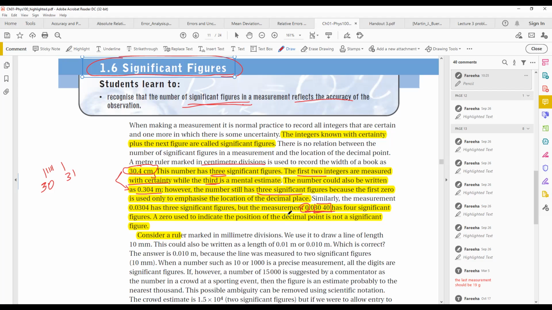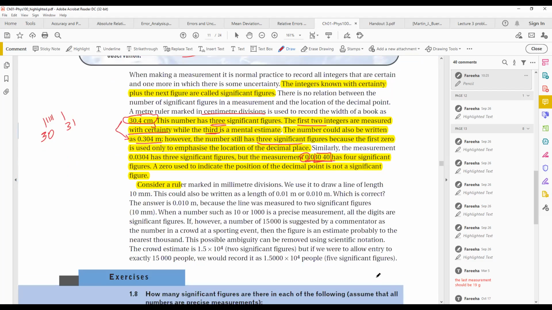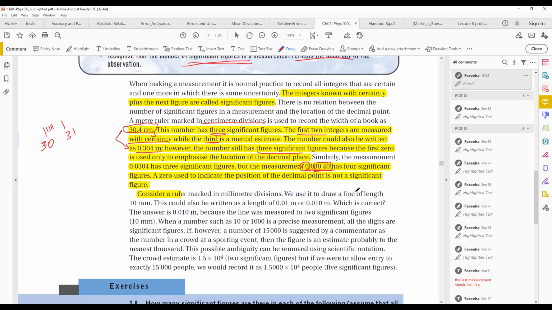So you have more examples in this explanation as well. For example, consider a length of 10 millimeters. 10 millimeters, as you know, can be written as 0.01 meter, and because it's 1 centimeter, it could also be written as 0.010 meter. So which one is correct in this case? The correct answer should be this one.